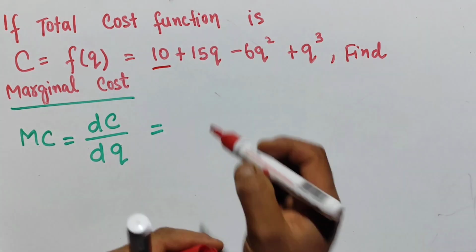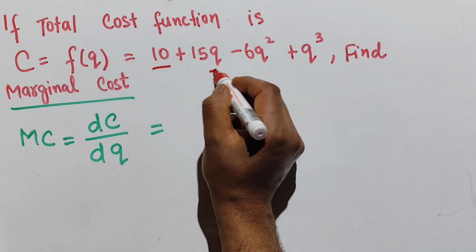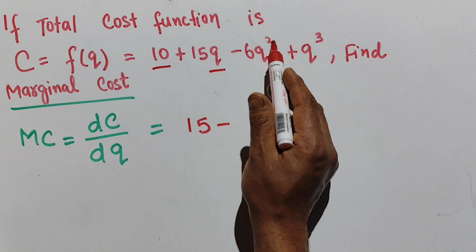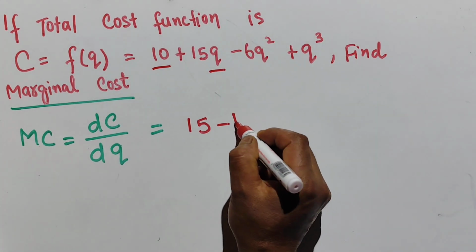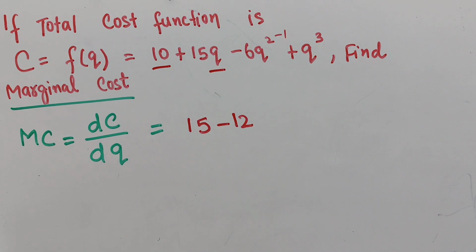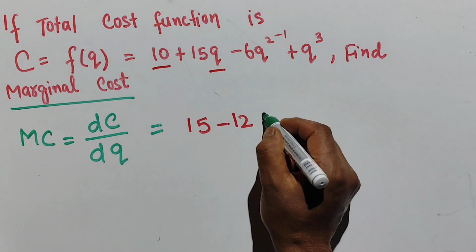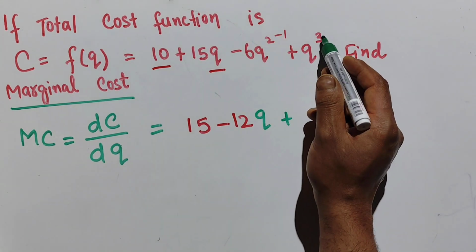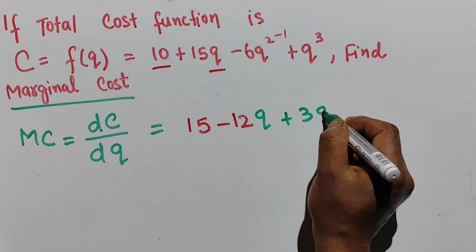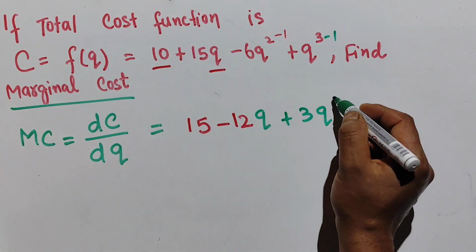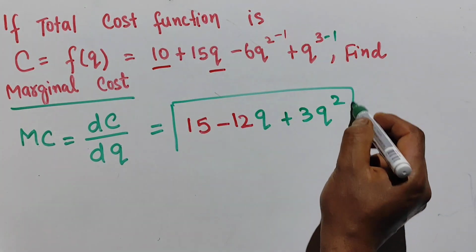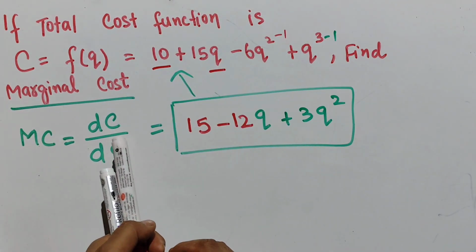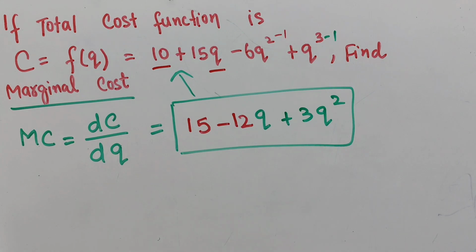Derivative of a constant, as we know, is 0. Derivative of q in the second term is 1, so we are left with 15, minus the derivative of q square, which is 2q, so 2 into 6 is 12, and the exponent of this q is subtracted, so this is 2 minus 1, which is 1, plus the derivative of q cube, which will be 3 becoming the coefficient, and the exponent will be subtracted by 1, so this will be the marginal cost given this total cost function. So simply the derivative of a cost function with respect to output gives us the marginal cost.